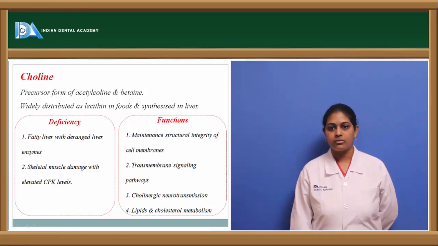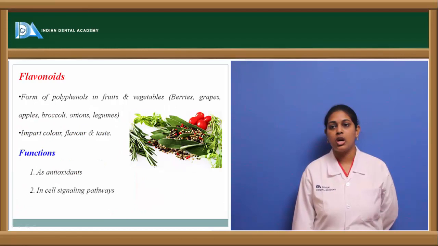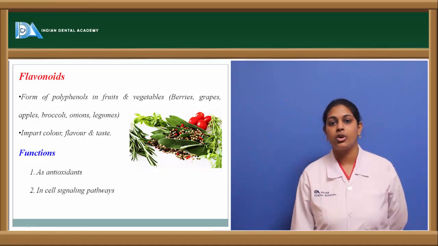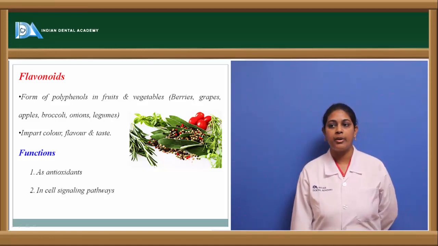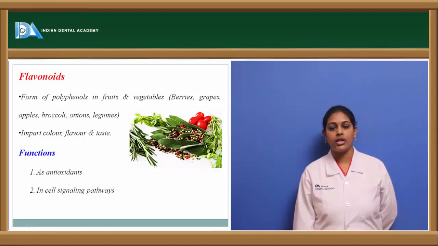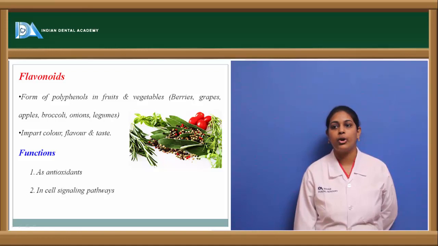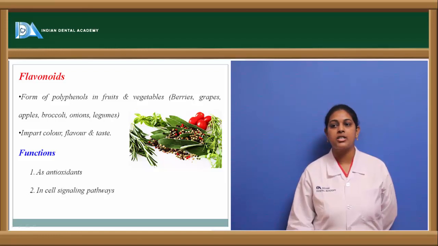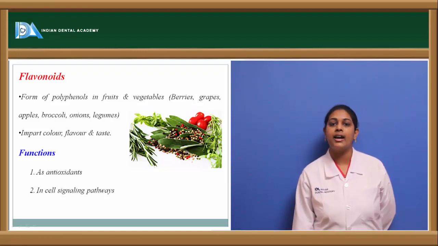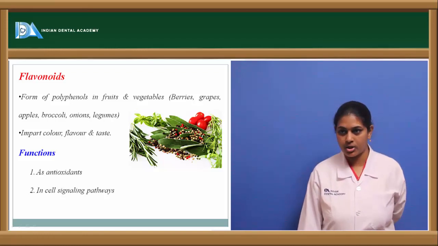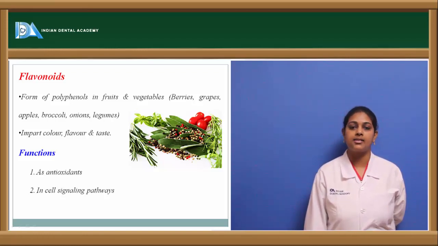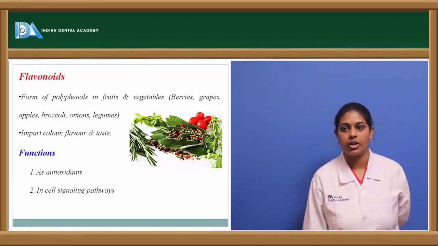Coming to another group of water soluble vitamins, that is the flavonoids, which are usually a form of polyphenols which are present in available sources, fruits and vegetables, and most commonly in berries, grapes, apples, and broccoli and onions and legumes. These are the major sources for flavonoids. And usually flavonoids, as the term itself suggests, are a kind of chromogen that imparts color as well as acts as a flavoring agent, and an agent which even provides taste. The major function of flavonoids is that it acts as an antioxidant, preventing the oxidative reactions as well as in cell signaling pathways. So this is a major function of flavonoids.